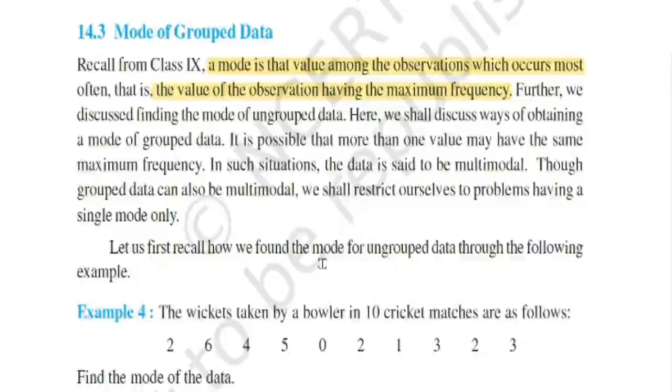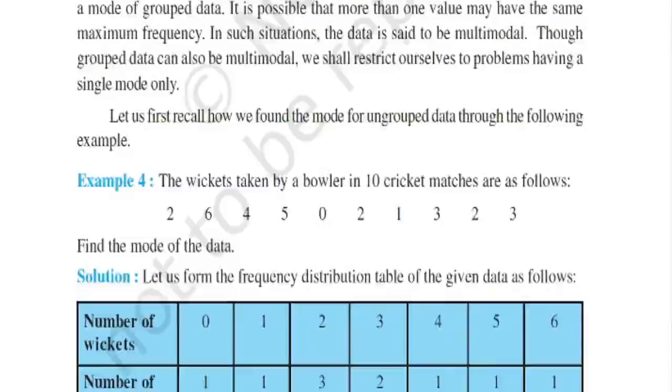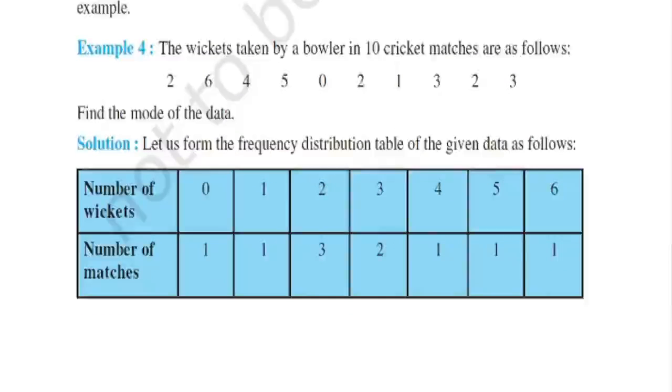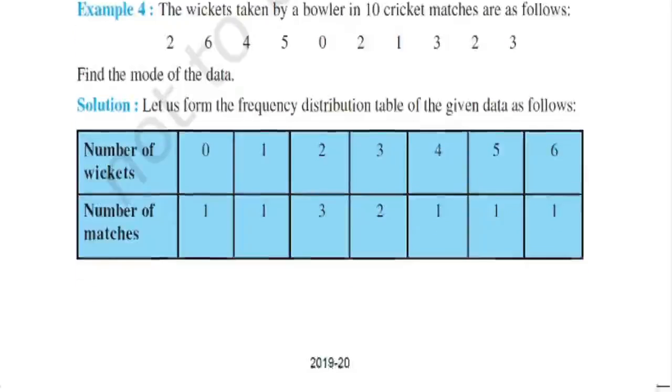Here, for ungrouped data, we can have an example. The wickets taken by a bowler in 10 cricket matches are as follows: 2, 6, 4, 5, 0, 2, 1, 3, 2, 3. By observing the data we can find out that 2 occurs most frequently, or 2 is the observation having the highest frequency. So here 2 is the mode of the given data.